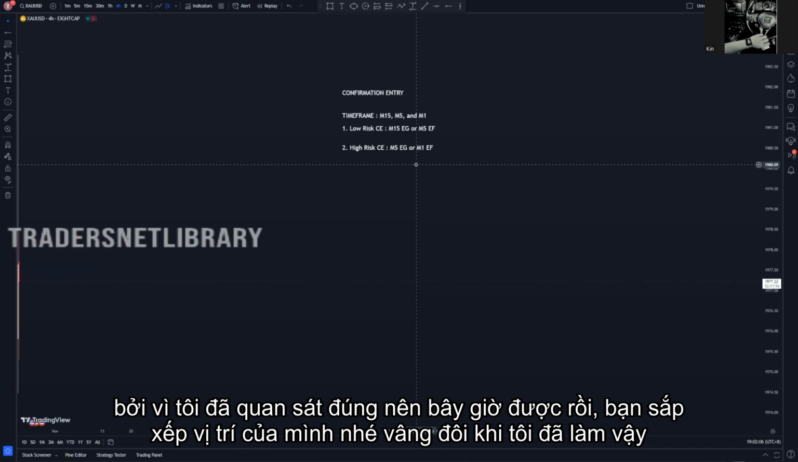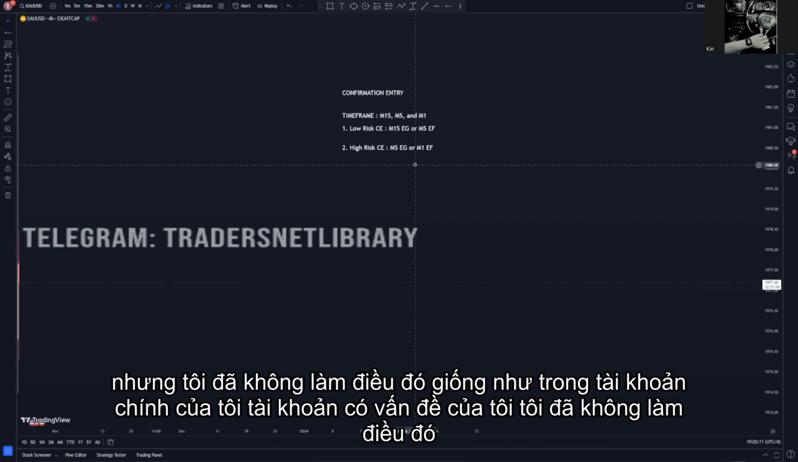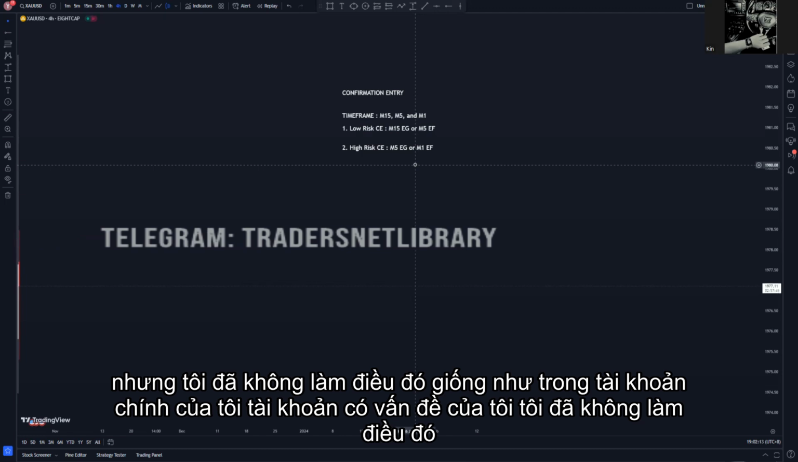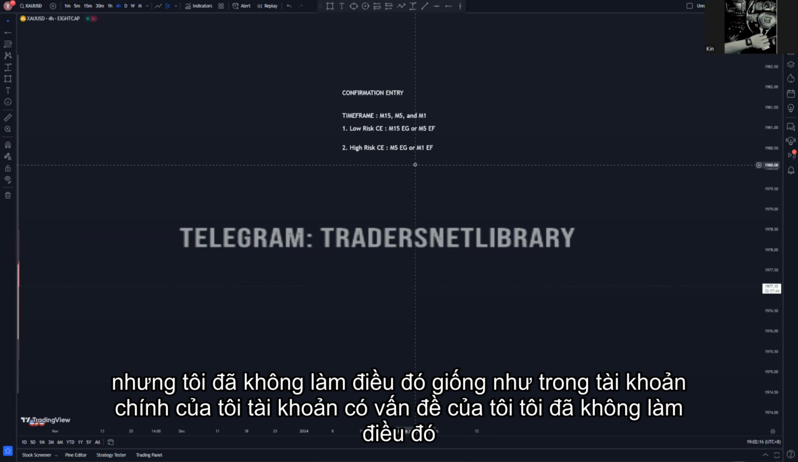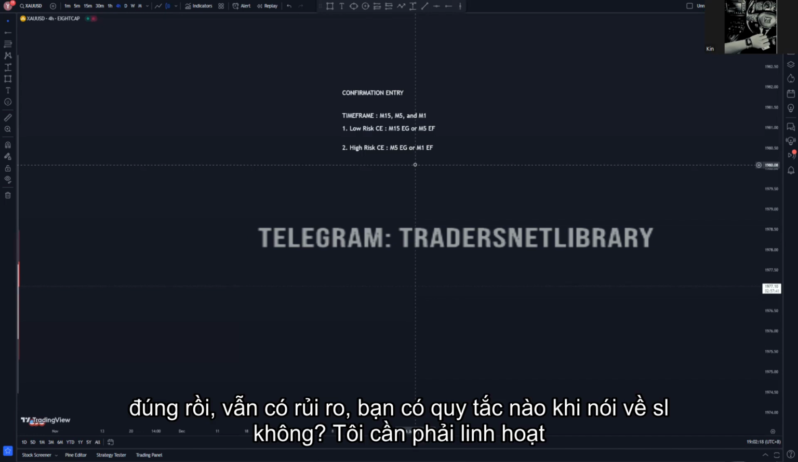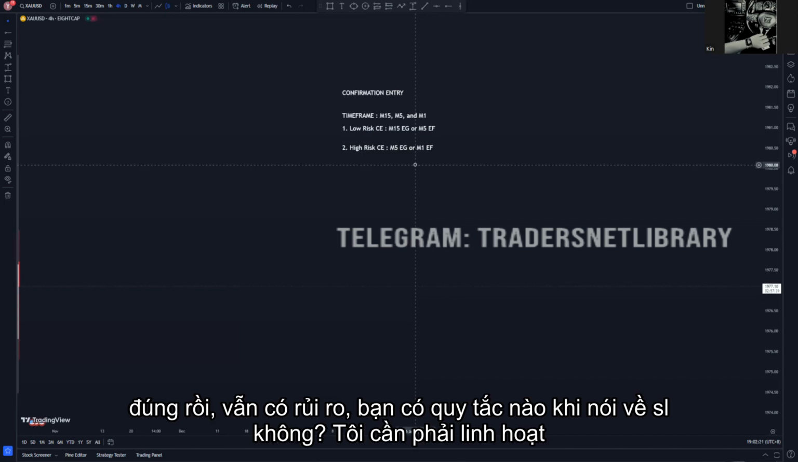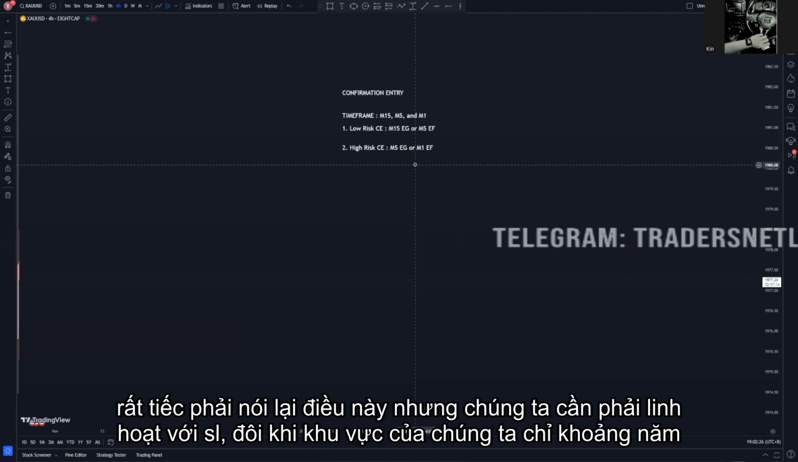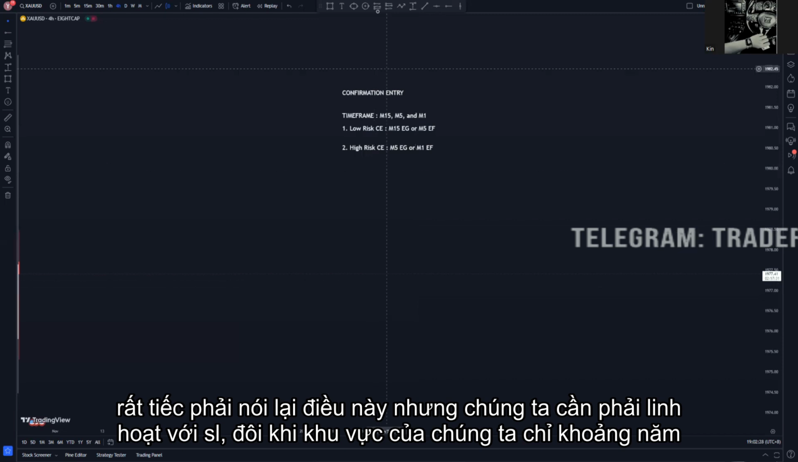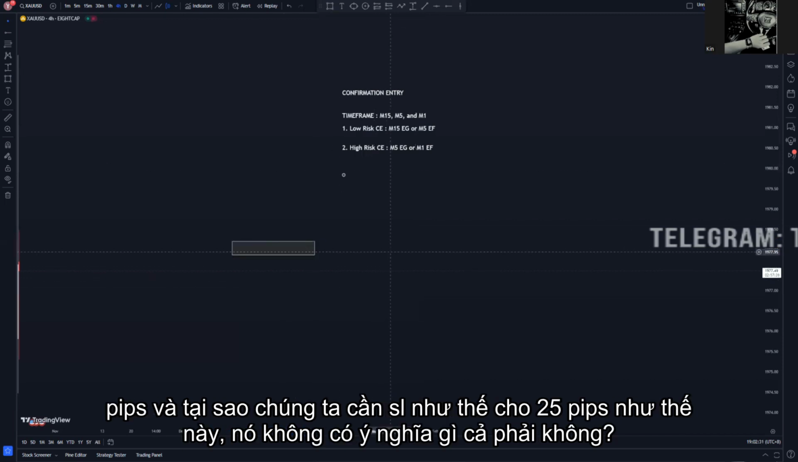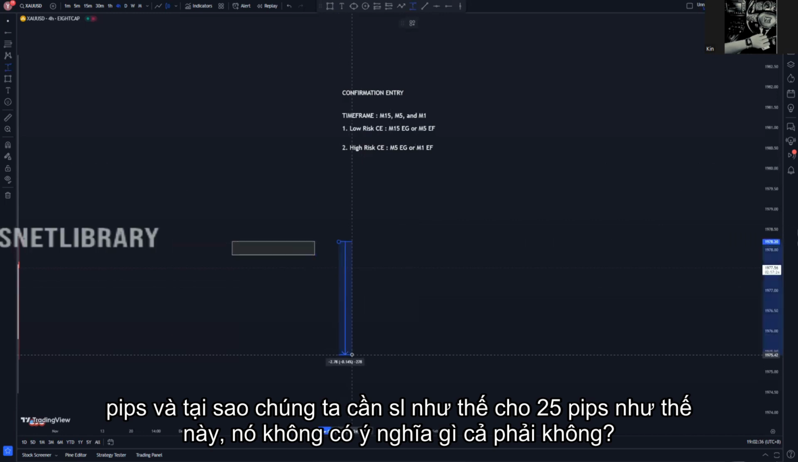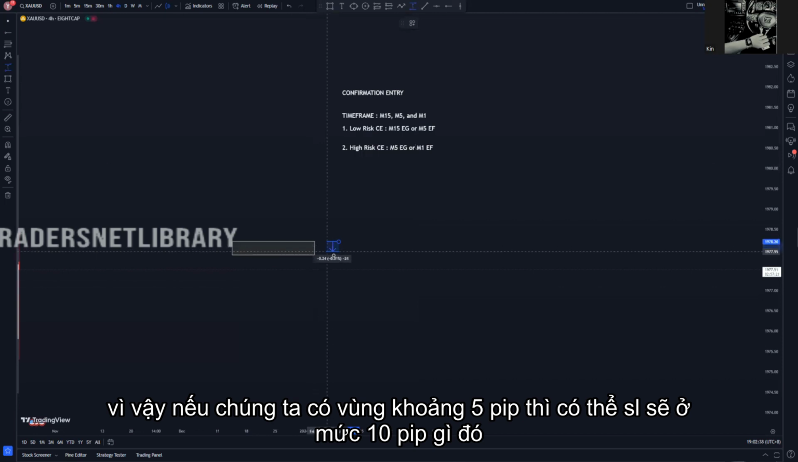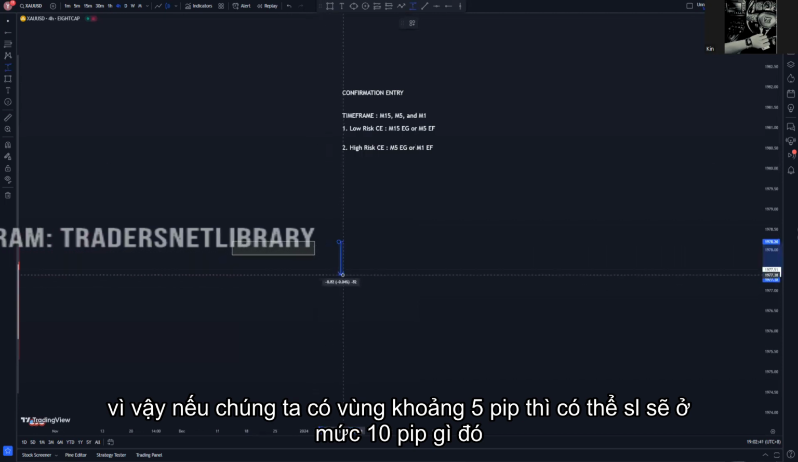Do you layer your position? Yeah, sometimes I did, but I didn't do that in my main account, my prop firm account. It's too risky. Do you have any rule for SL? The SL needs to be flexible. I am sorry to say this again, but we need to be flexible with the SL. Sometimes our zone is just like 5 pips, so why do we need an SL of 25 pips? It doesn't make sense, right? If we have a 5 pip zone, maybe the SL is going to be 10 pips, something like that.